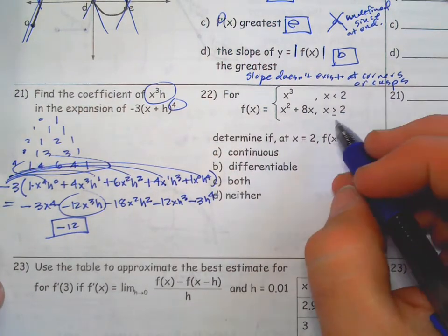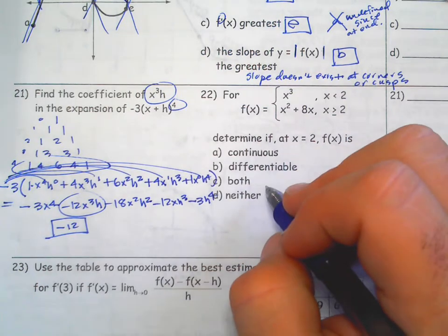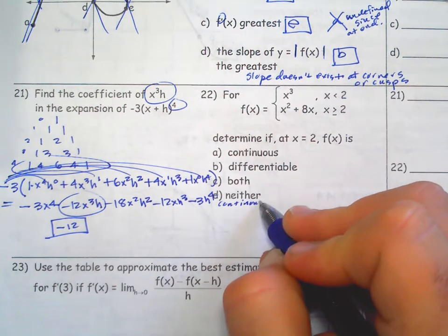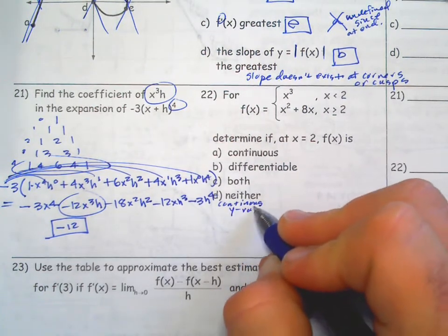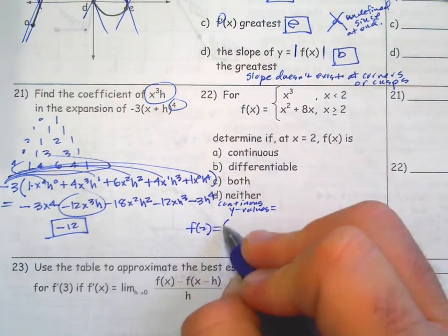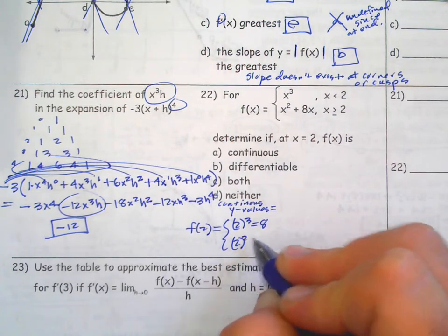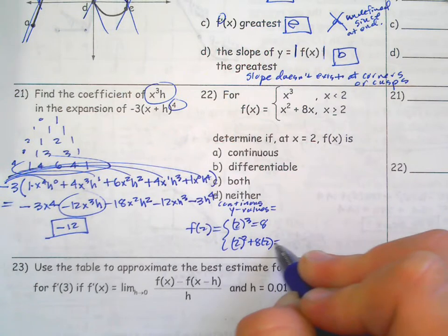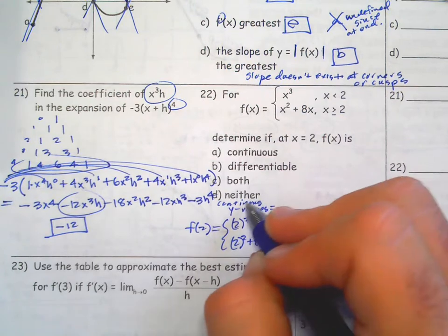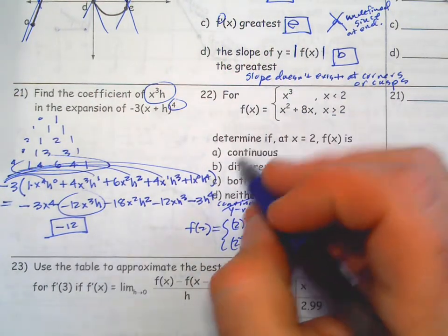Okay. Next one, determine if at x equals 2, f of x is continuous, differentiable, both, or neither. So if it's continuous, that means the y values have to equal each other at the connection. So let's just plug 2 in and see what happens. We get 8 and we get 20. And so these aren't equal to each other, so it's definitely not continuous, and therefore it's not differentiable. Okay, so it's going to be neither.